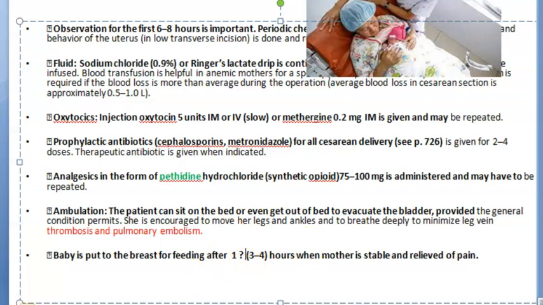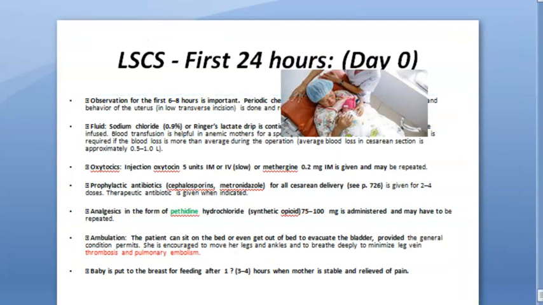Within 1 hour of cesarean. But it is very difficult to feed. I understand that also, okay?